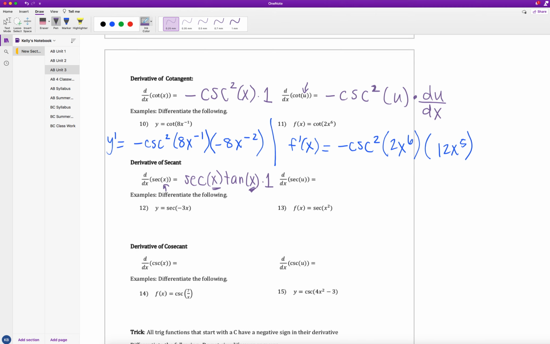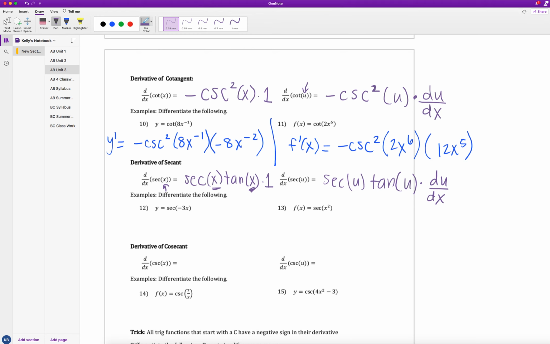So if I would have had a different input, let's say 2x, then both of these would have had a 2x here, and then I would have multiplied by 2 since the derivative of that 2x would be a 2 instead of the 1 here. So when we do this in general and take the derivative of secant of u with respect to x, we're going to get secant of u times tangent of u times the derivative of u with respect to x.